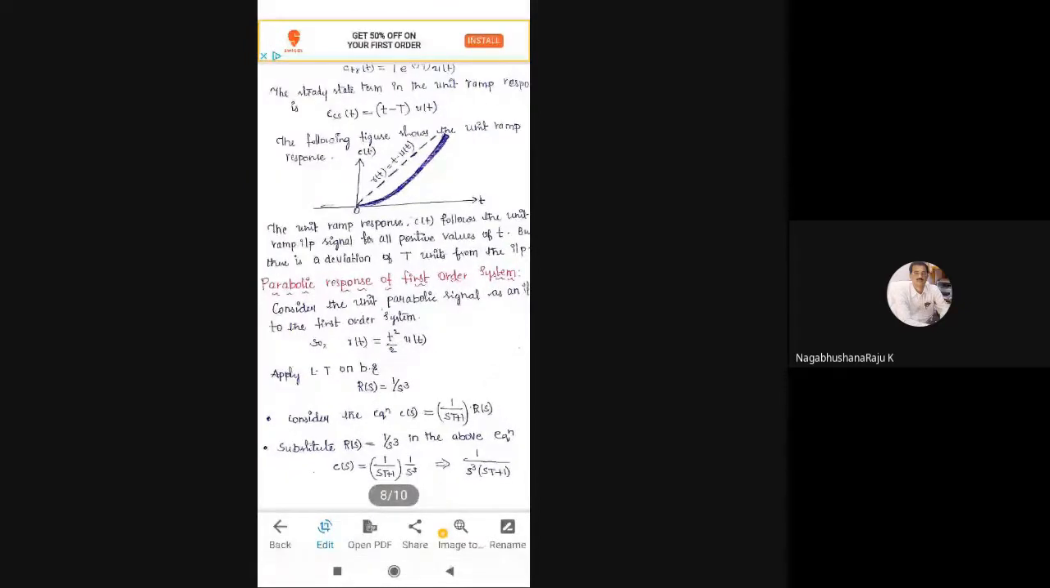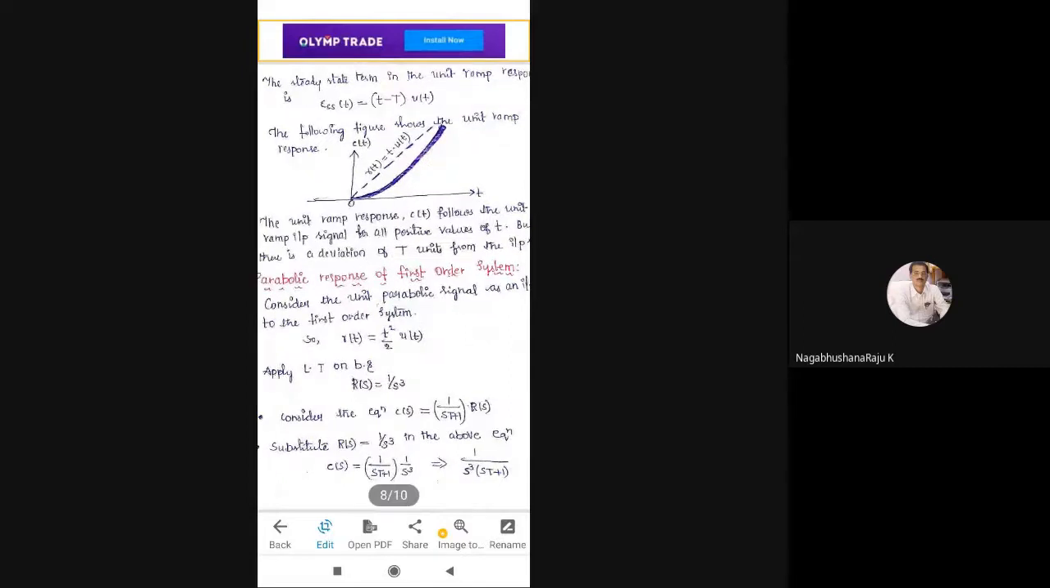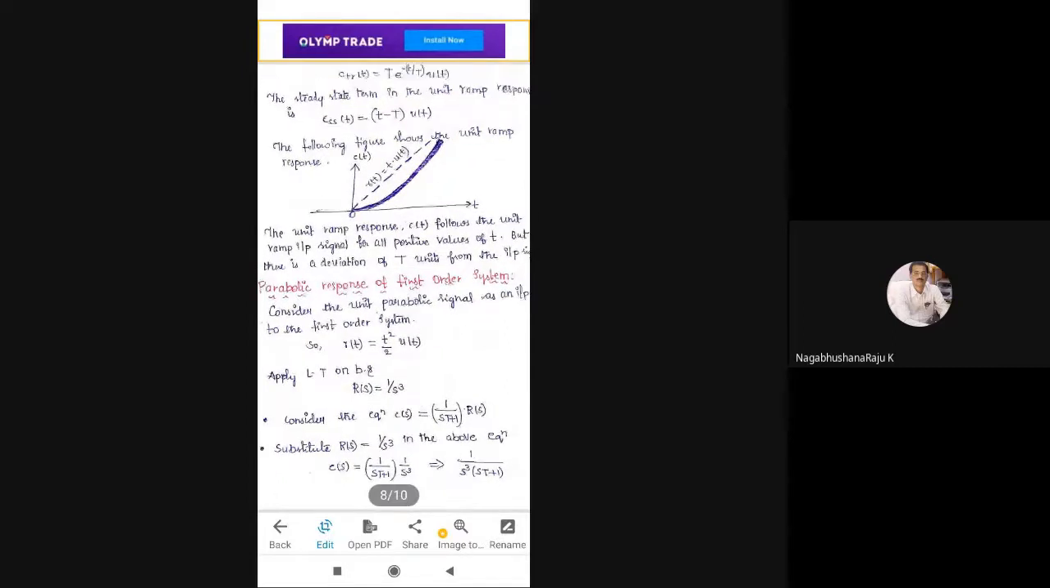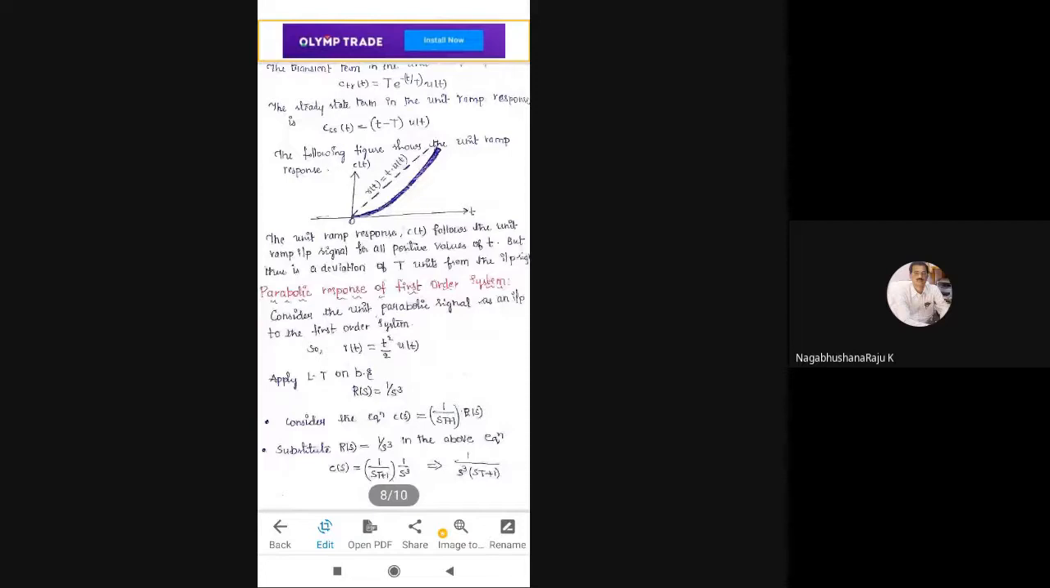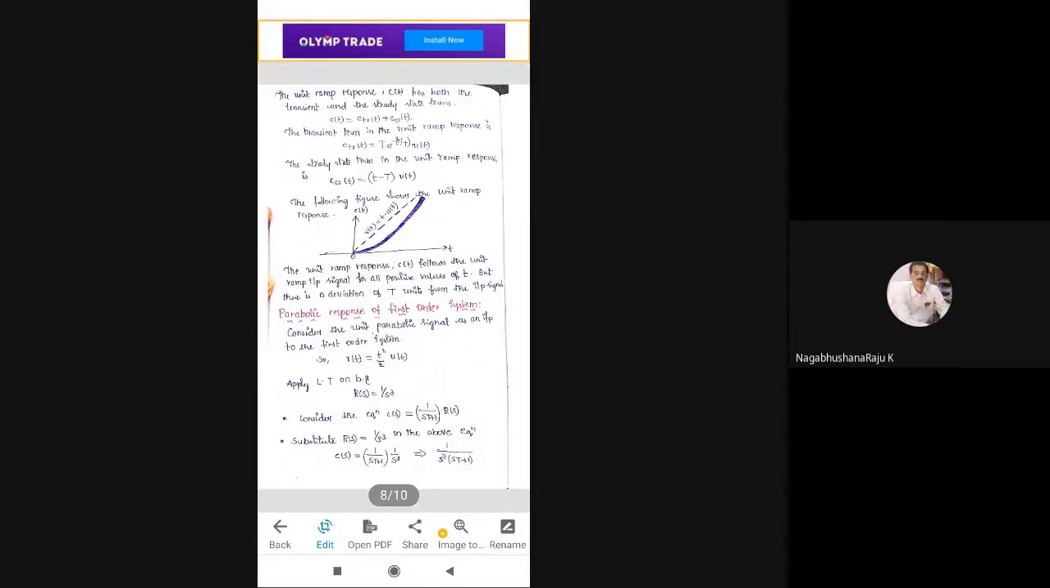We get R(s) = 1/s³. Consider the equation C(s) = 1/(sT+1) · R(s). Now substitute the R(s) value in this equation. We get C(s) = 1/(sT+1) · 1/s³. Again, do partial fractions for this equation.